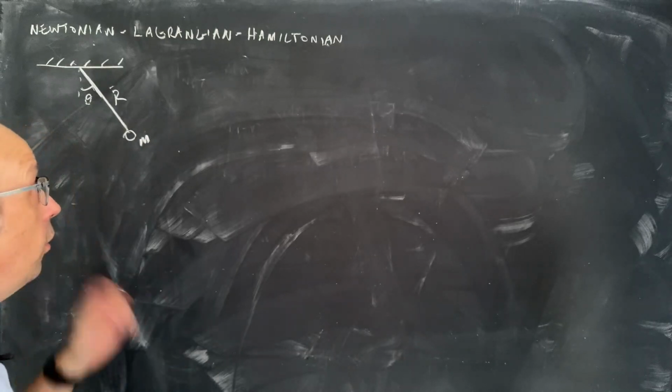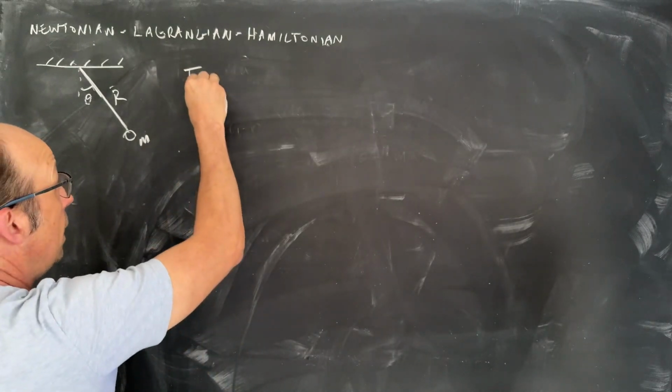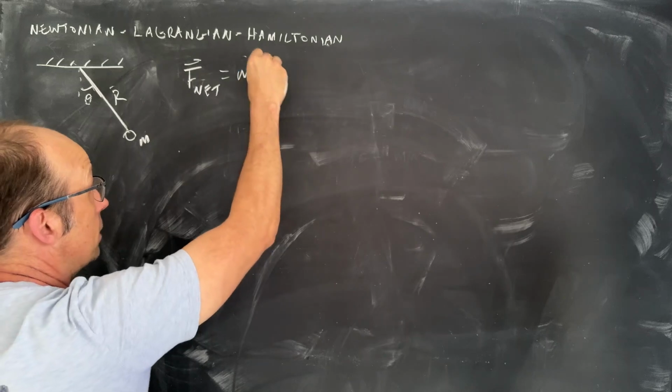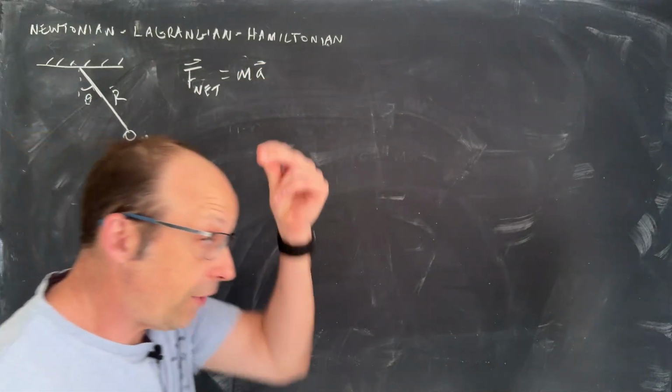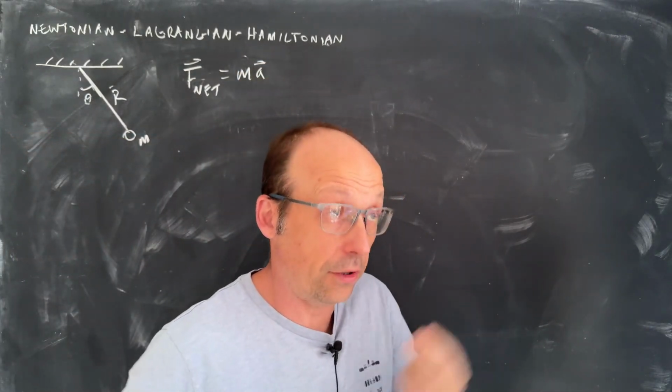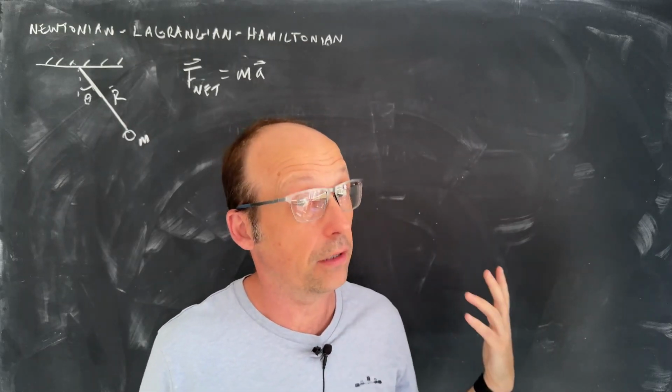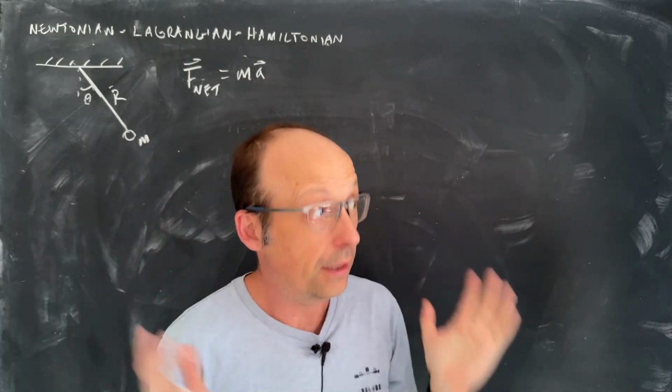So in Newtonian mechanics, we have the following. It basically looks like this. It says the net force is mass times acceleration. And if I can find all those forces, I can find the acceleration. And since acceleration is the second derivative of position, I can find the position. That's the goal. That's the idea.